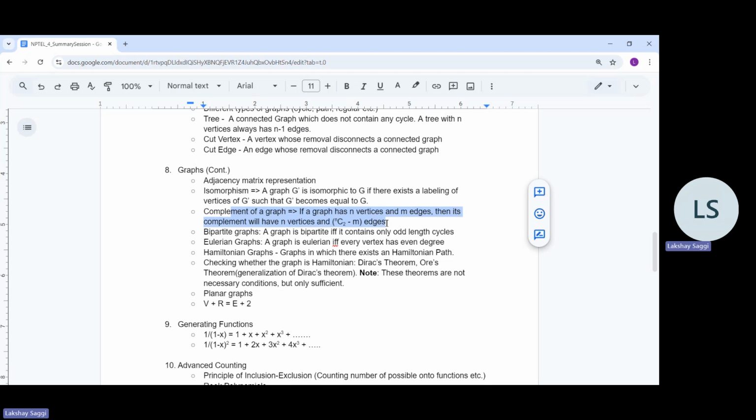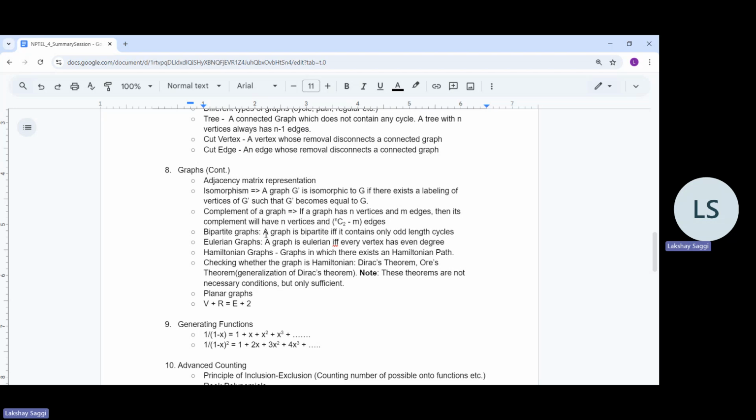between those two vertices. So effectively, it can be easily seen that if a graph has n vertices and m edges, then its complement will have n vertices and n choose 2 minus m edges. Because the total number of edges in a graph can be n choose 2, and there are m edges present in G. So these m edges won't be present in G prime, and all others would be present. So n choose 2 minus m edges would be present in G prime.